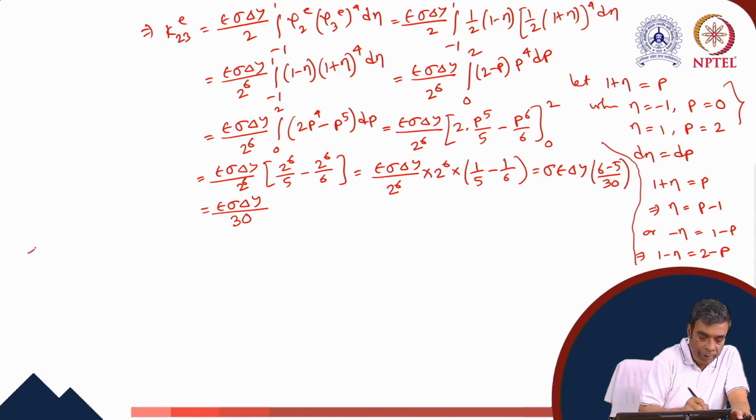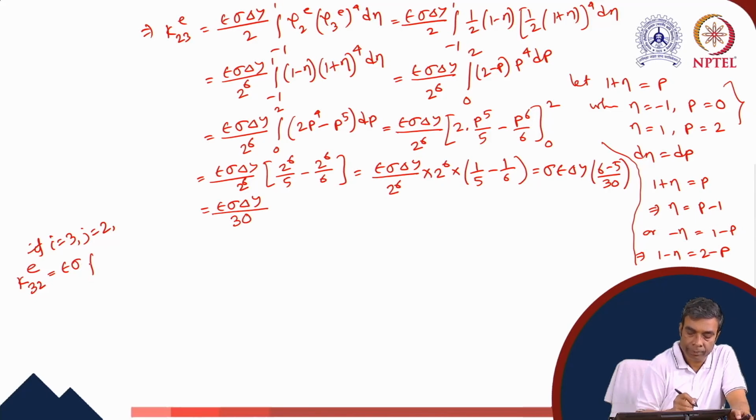Now, if I equals to 3, j equals to 2, then we get K32E. This term becomes epsilon sigma into integration psi 3e psi 2e to the power 4 into d gamma e.